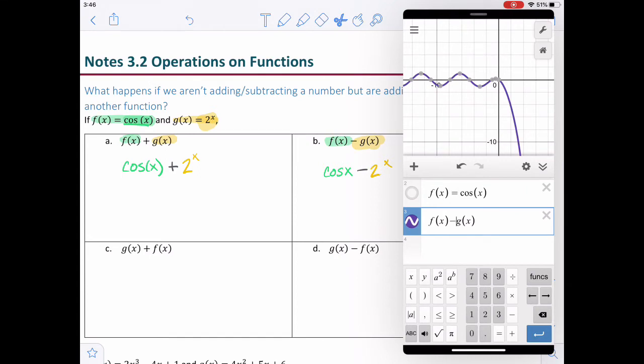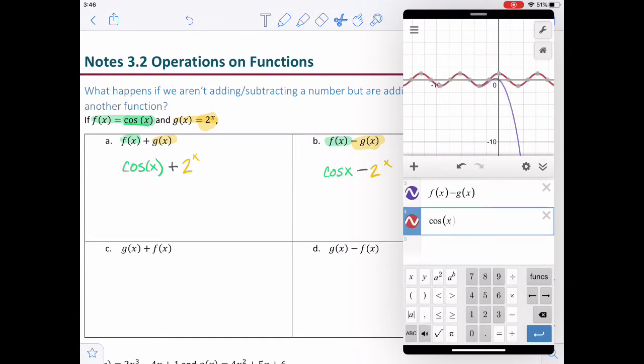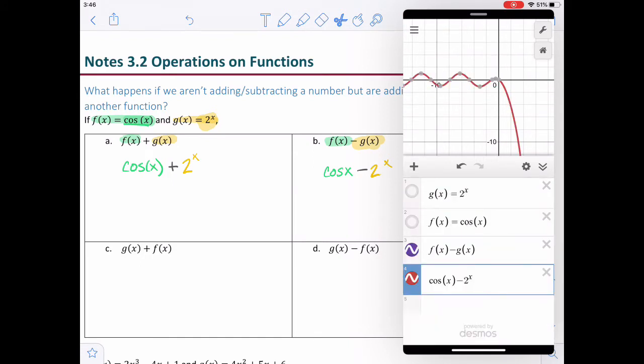And then in Desmos, we can check. Let's check that what we wrote is correct. We have cosine of x minus 2 to the x, and they line up. So we got it right. Okay. So now let's look at the order.